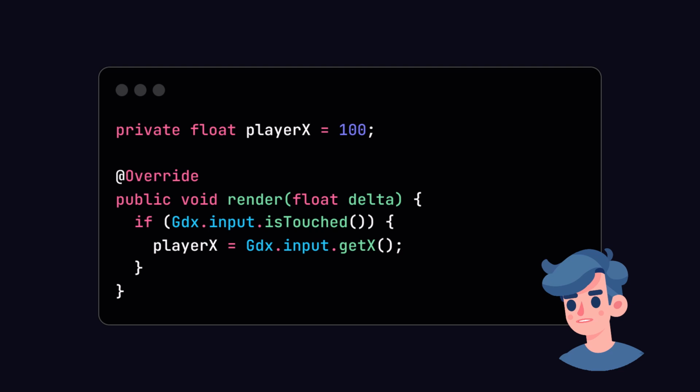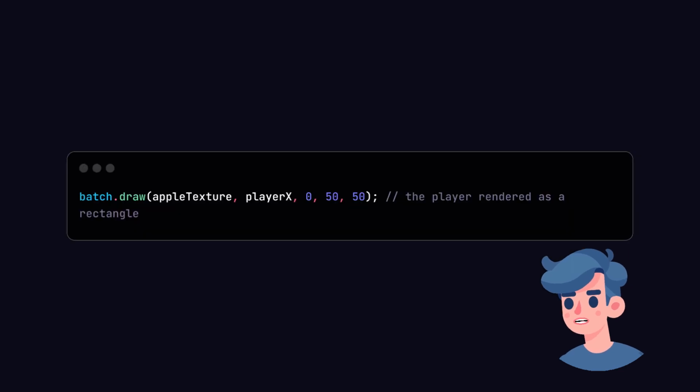For the player to catch the falling apple, we also need to implement some user input. We can use touch input or keyboard input. In this example, let's implement touch input to move a player character horizontally at the bottom of the screen. Now let's draw the player character. You can create a simple rectangle to represent the player.